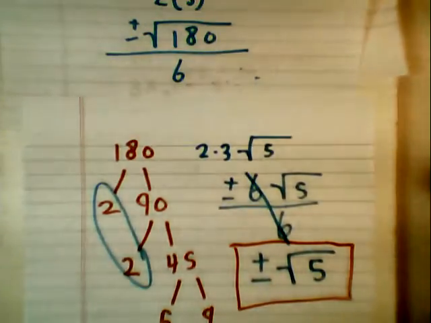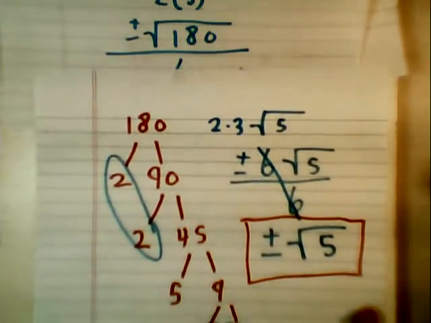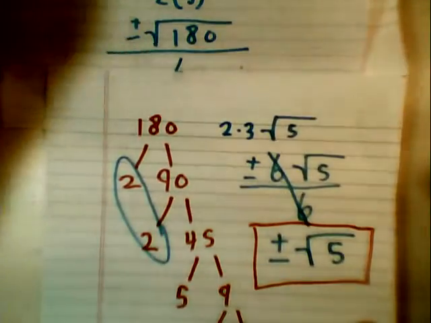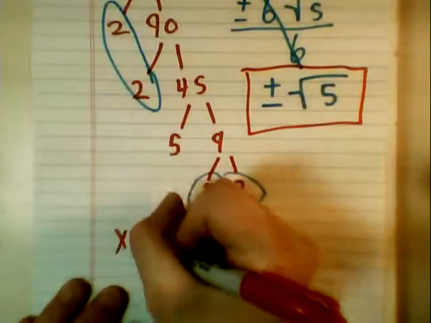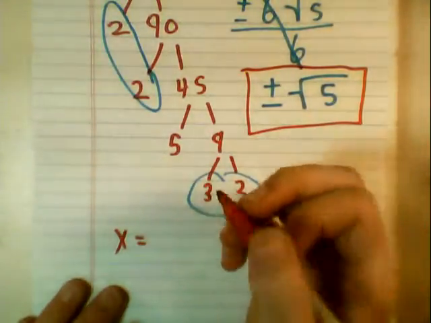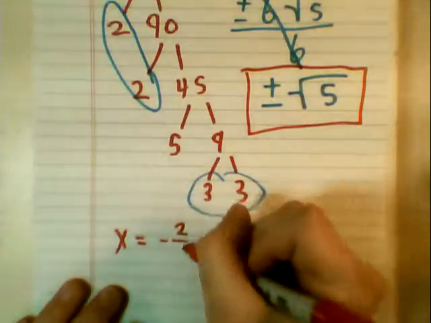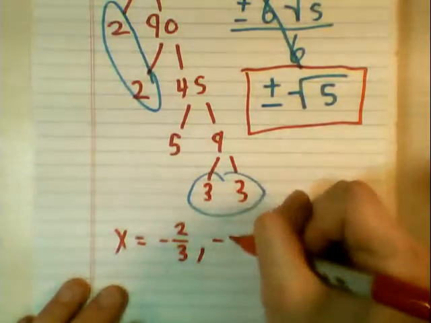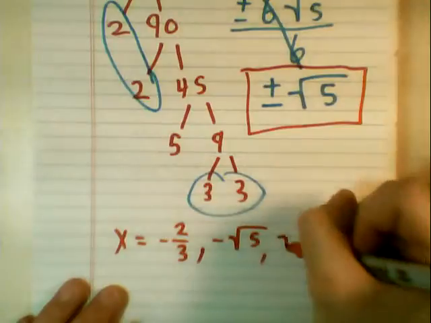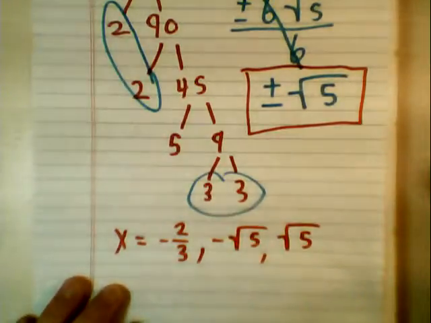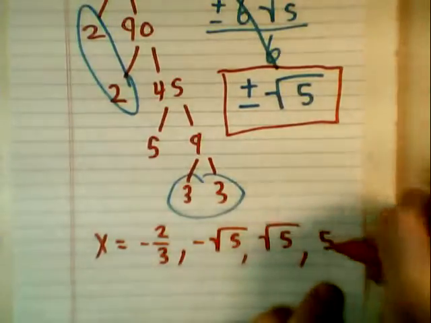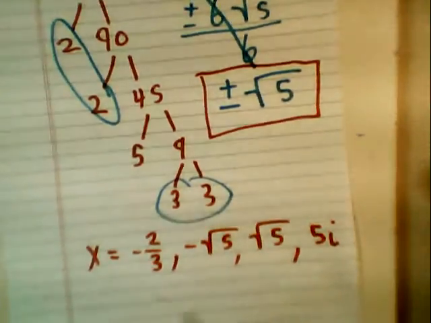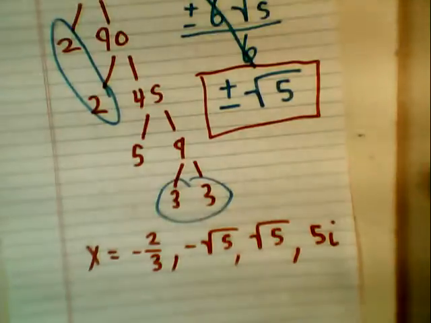So now let's go back and collect all our zeros. These are our zeros. We have negative 2 over 3. We have negative square root of 5. We have the square root of 5. But then also remember that we found our conjugate pair, which was 5i. And you would input that as your answer. Those are the remaining zeros that you found.